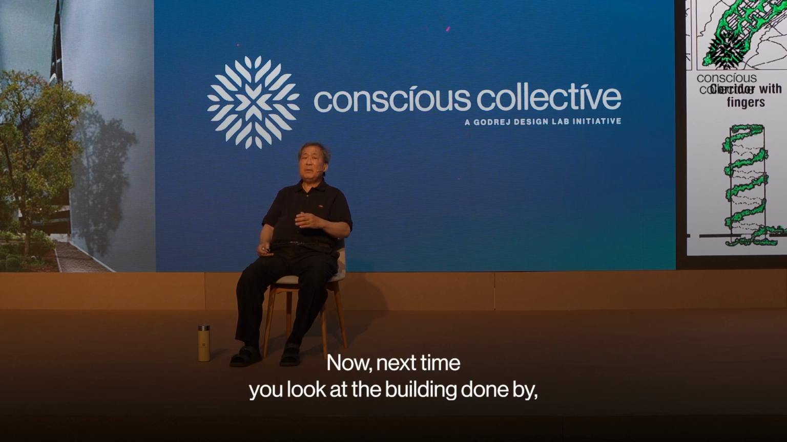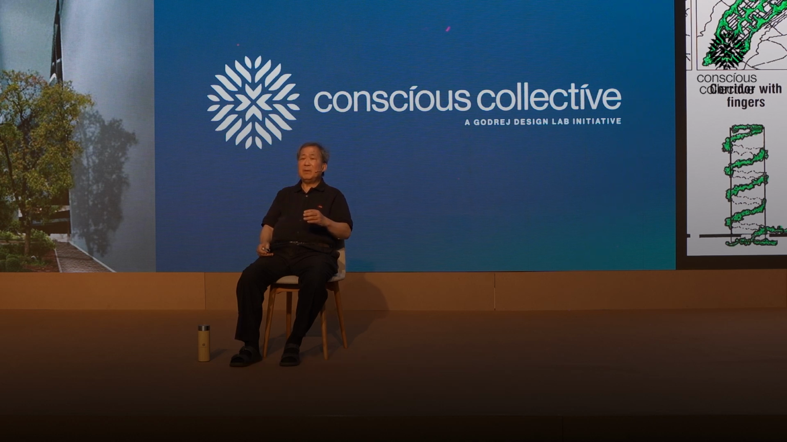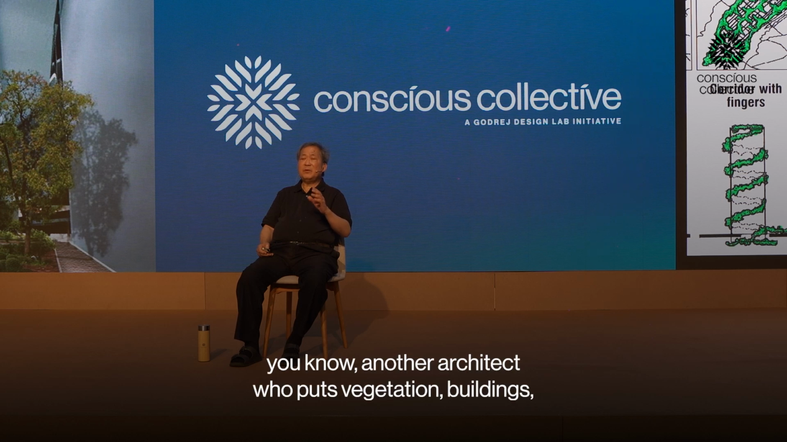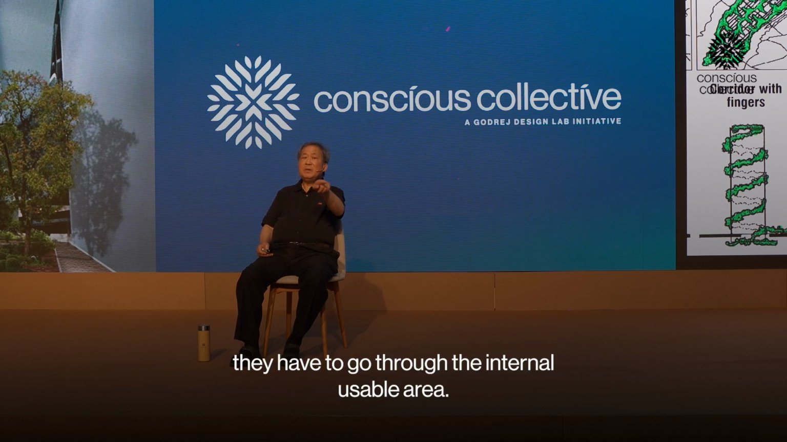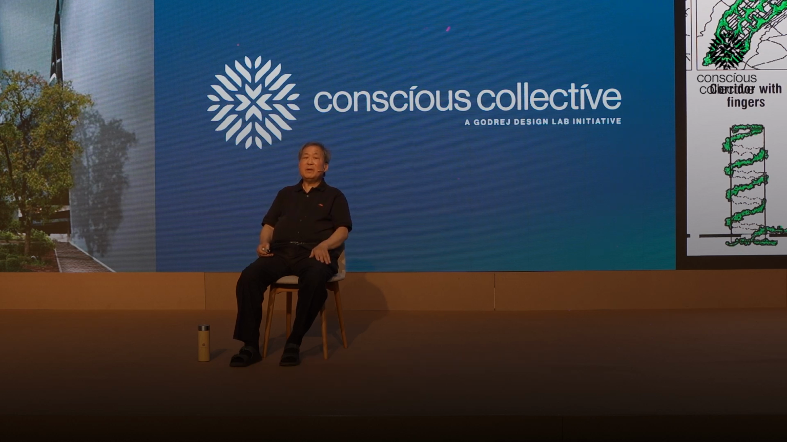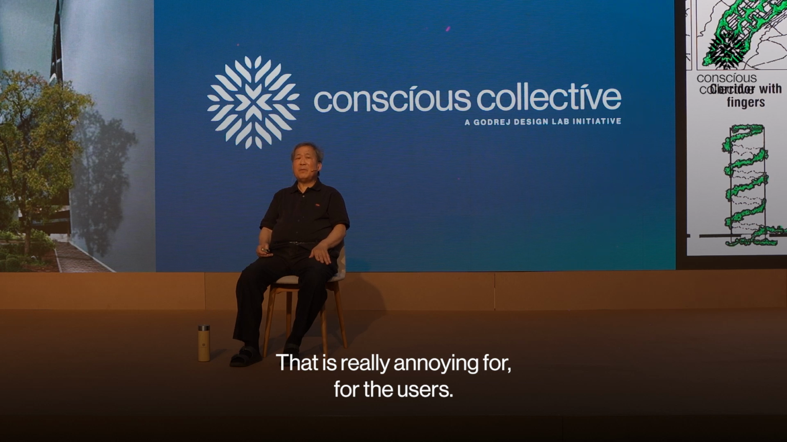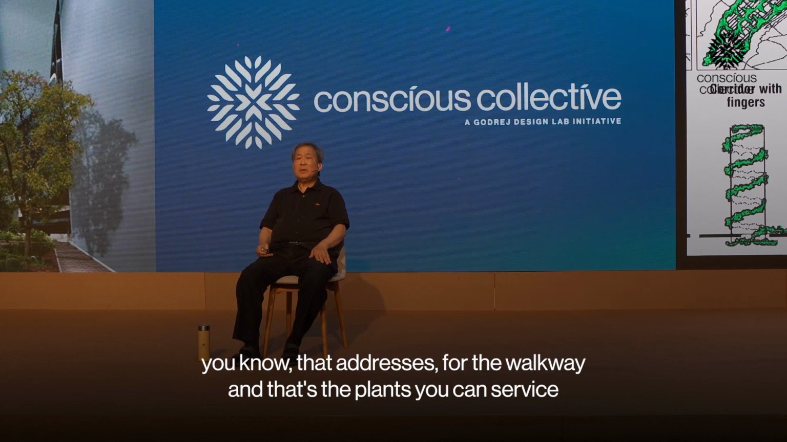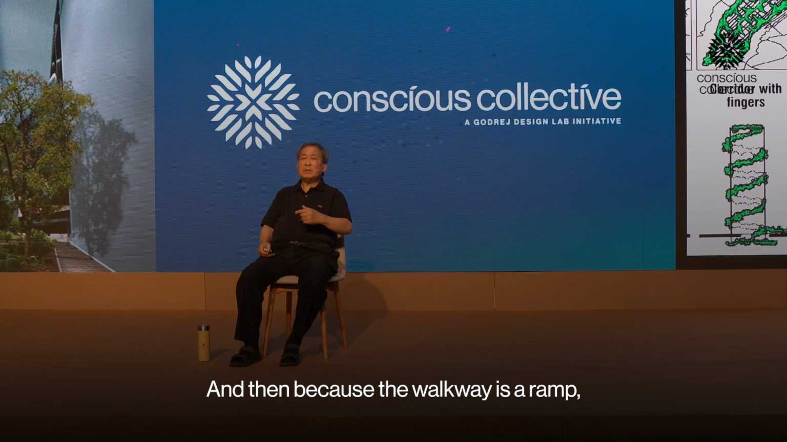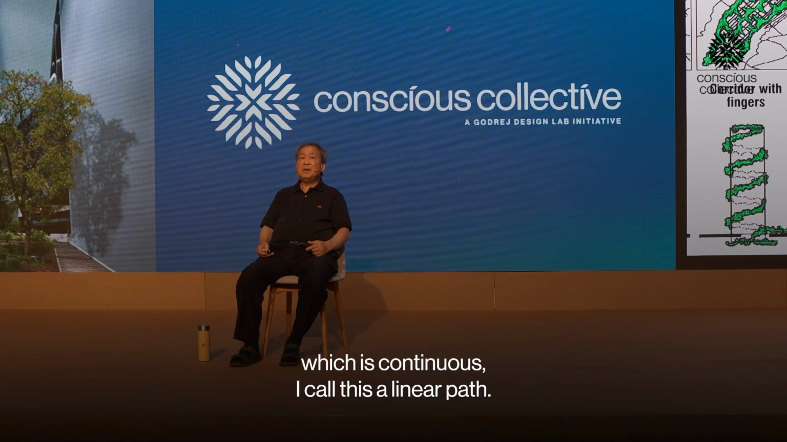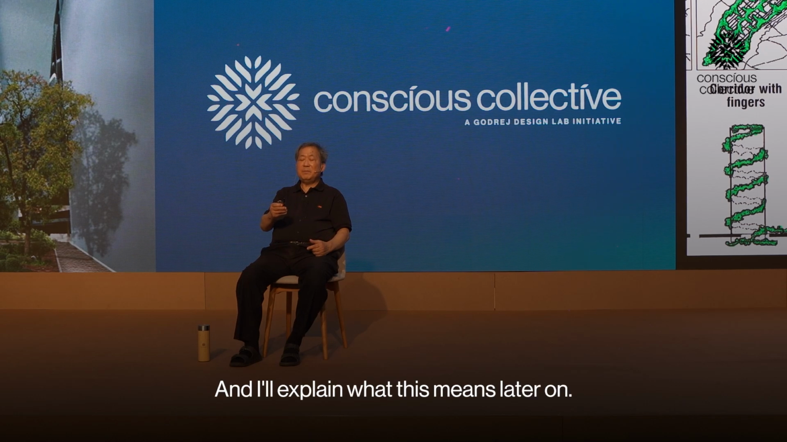Now, next time you look at a building done by another architect who puts vegetation on buildings, most architects, to get access to the vegetation, have to go through the internal usable area. That is really annoying for the users. And so in order to address this, I put a walkway next to the plants so you can service the plants without going through the building. And because the walkway is a ramp which is continuous, I call this a linear park. I'll explain what this means later on.